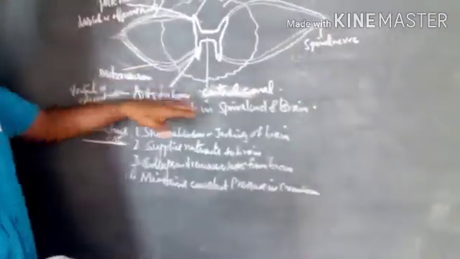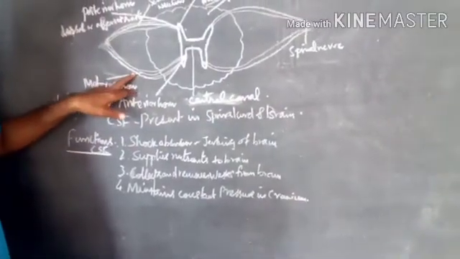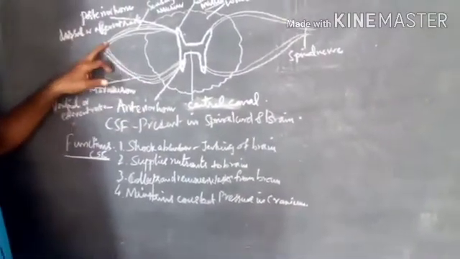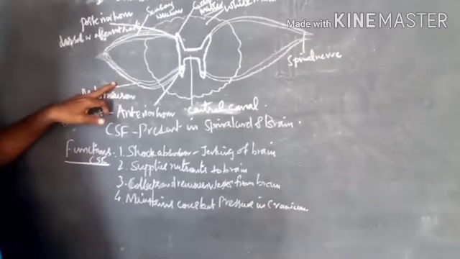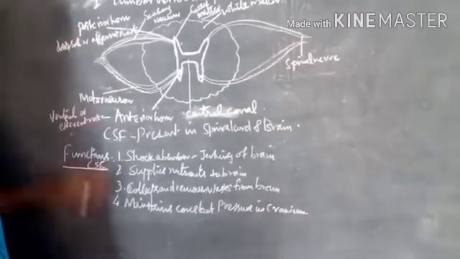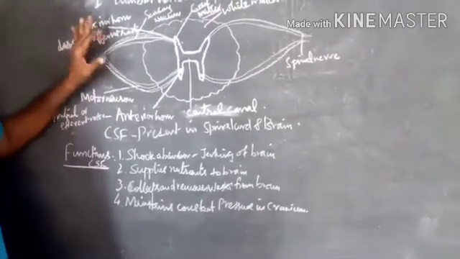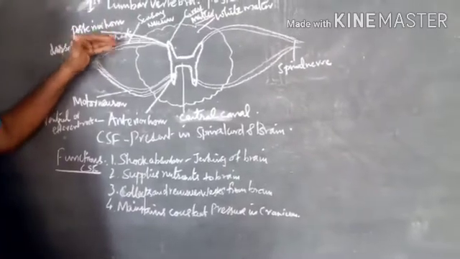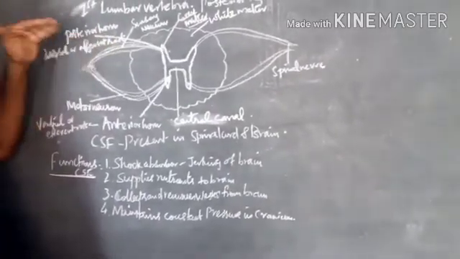Spinal cord conducts the impulses to and from the brain. It controls the reflex action of the body. Understand? The spinal cord alone controls the reflex action, not the brain.